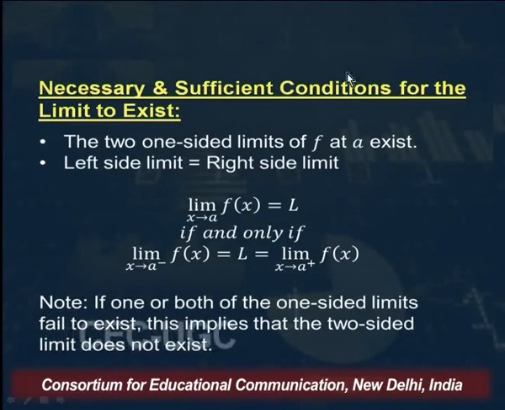When we say that the limit of the function is L as x tends to a, this is true if and only if the limit of the function as x tends to a from the left and the limit of the function as x tends to a from the right are both equal, and they equal L. Needless to say, if one or both of the one-sided limits fail to exist, the two-sided limit will not exist.